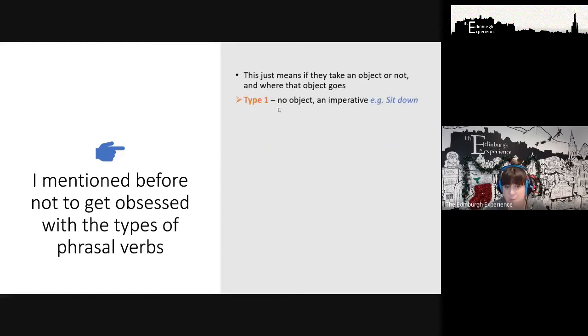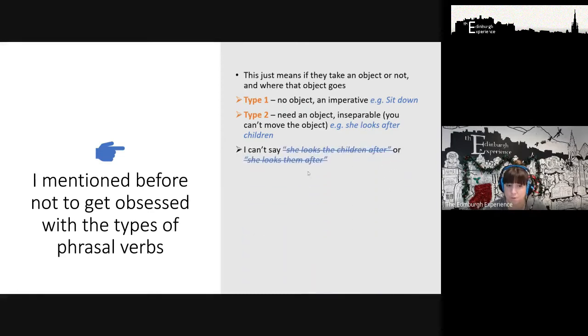So you'll have a type 1, which has no object and is generally used as an imperative. That'd be like "sit down," "stand up," "shut up," okay? We'll have a type 2, and these always need an object, and they are inseparable. So you cannot move the object around. I would say "she looks after children," right? But I can't say "she looks the children after," or "she looks them after." That's not possible with that kind of phrasal verb.